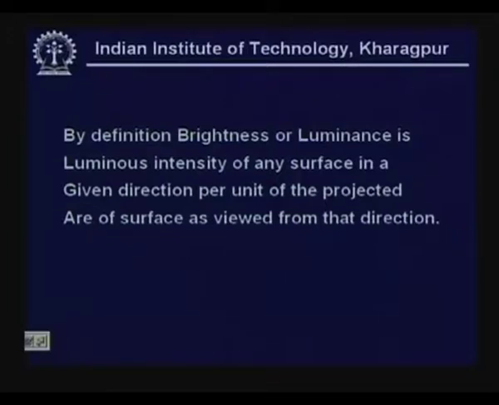Sometimes the walls have some brightness based on the natural light, that is expressed in terms of this. So, going a little more into brightness, because brightness and illuminance often confuse people, and it is necessary for us to know the difference. By definition, brightness, also known as luminance, is the luminous intensity of any surface in a given direction per unit of the projected area of the surface as viewed from that direction, whereas the effect we call illuminance.